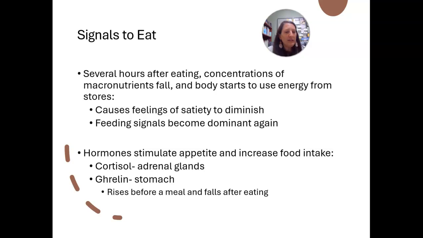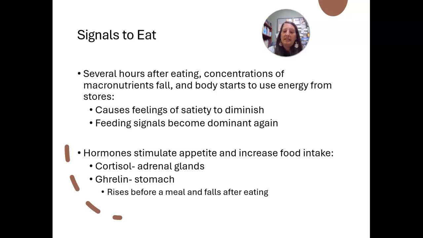Okay, signals to eat. So several hours after we consume a meal, the concentration of macronutrients fall and the body starts to use energy from its stores. Okay, so we're going to be using glycogen for glucose. We may start to use triglycerides from adipose tissue. Okay, this causes the feelings of satiety to decrease. And those feeding signals, that feeding center in the hypothalamus becomes more dominant again.